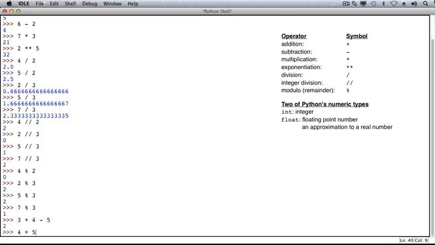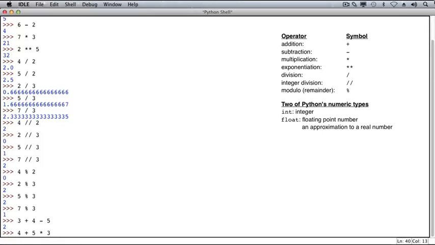Next, let's add 4 to 5 and multiply by 3. In this case, the order of operations dictates that multiplication should be applied first, followed by addition. 5 is multiplied by 3, and then that result is added to 4.